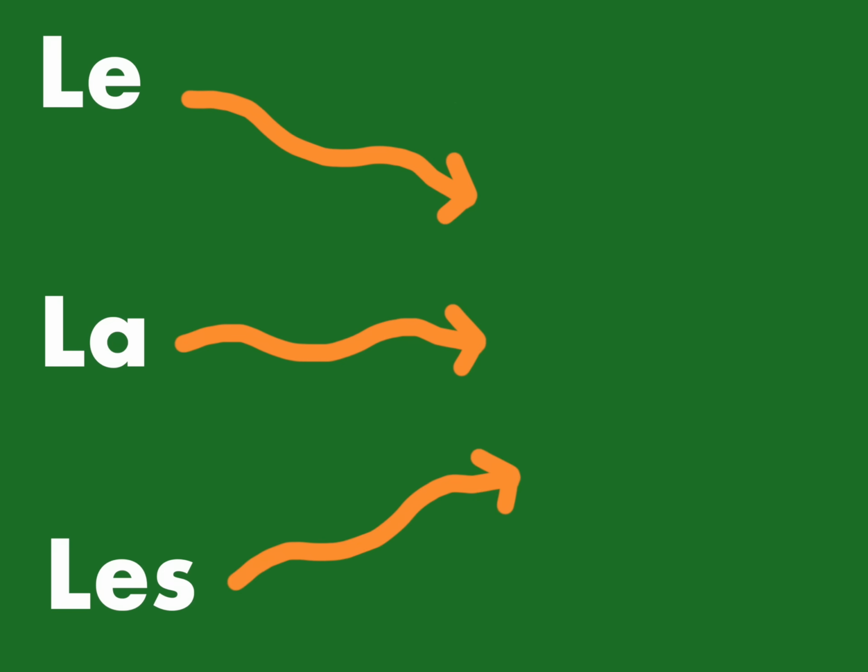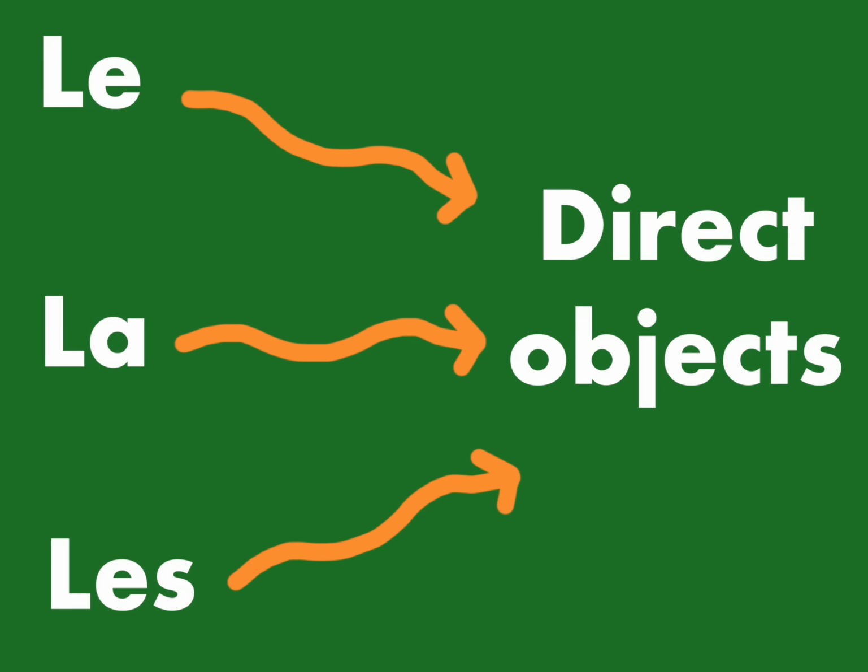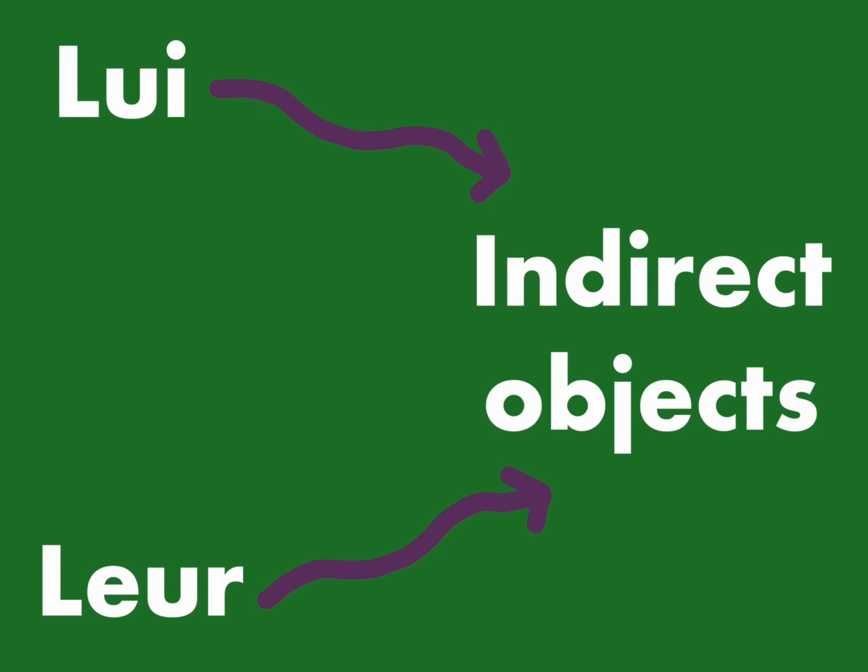The difference is this. A direct object answers the verb. An indirect object is the person receiving the action from the verb. So it's not answering what, it's answering to whom. Le, la, les replace direct objects. All right? Everyone's like, I hate French. Lui and leur replace indirect objects. Okay, please, I hope with these graphics y'all are still following.